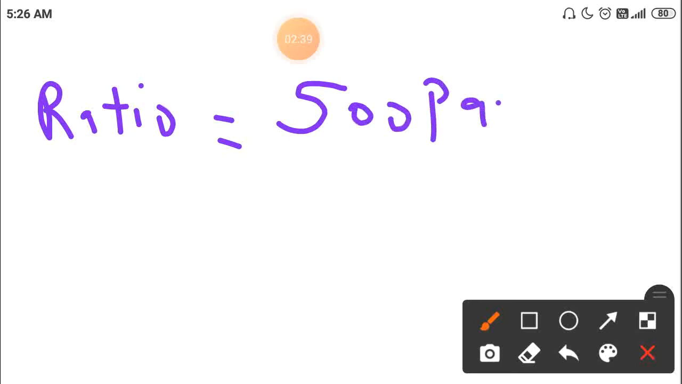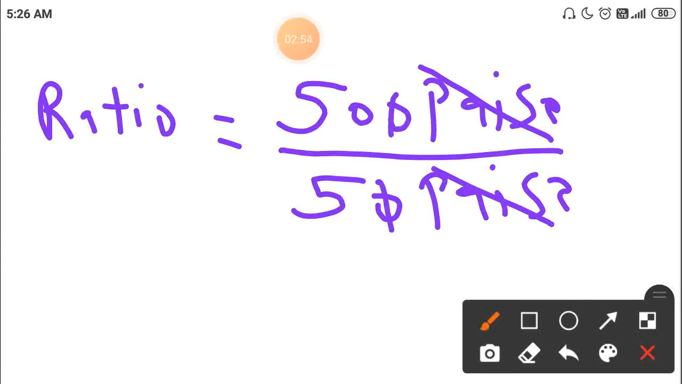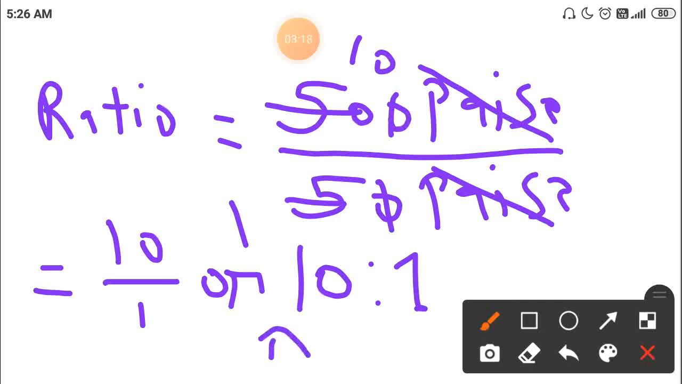500 paise upon 50 paise. Now the unit paise cancels with paise, and one 0 is cancelled with one 0. 5 ones are 5, 5 tens are 50. So it is equal to 10 upon 1, or we can say it is 10 ratio 1. This is the answer of our part A.